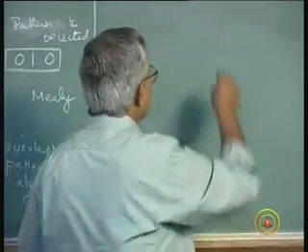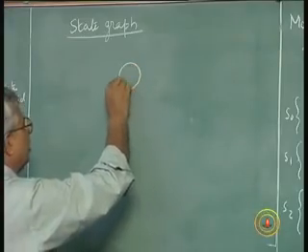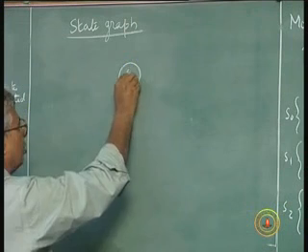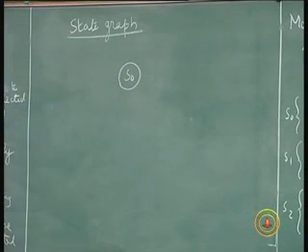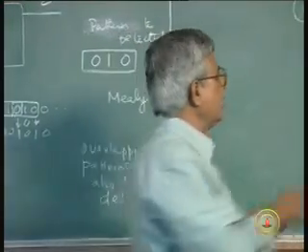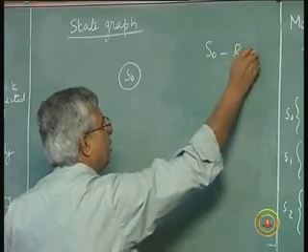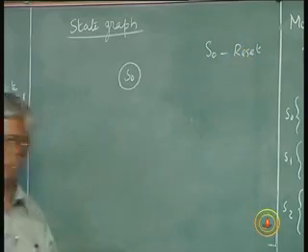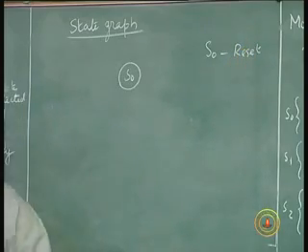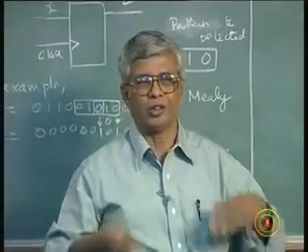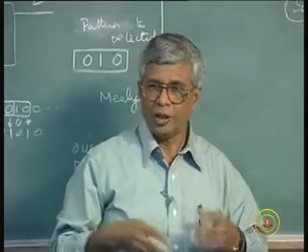So let us say the circuit exists in a state called S0. It's a Mealy machine, so there is no output within the state. And this S0 is a state in which the circuit normally exists, so it will say reset state. When the circuit starts, the power starts, power up, the circuit goes to S0 state. Let's assume that. You have to start somewhere.